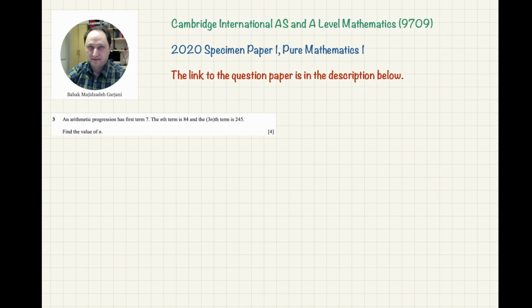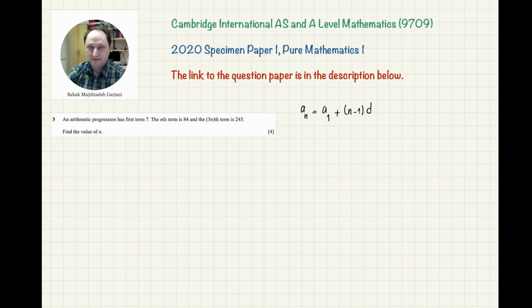An arithmetic progression has first term 7. The nth term is 84 and the 3nth term is 245. Find the value of n. Okay. So probably you could realize that the formula which is useful here is this formula: the nth term of an arithmetic progression is equal to its first term plus the index n minus 1 times d, the common difference. Okay?